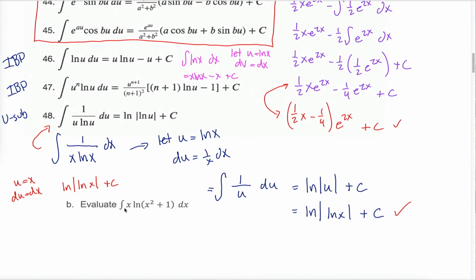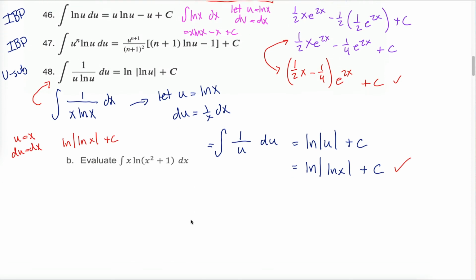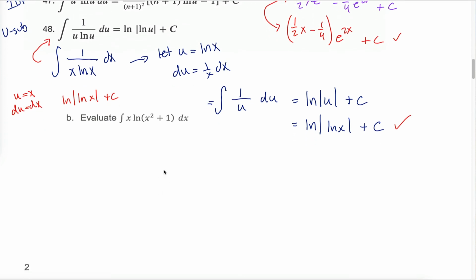Here's a problem. We're evaluating the integral of x times the natural log of x squared plus 1 dx. It's not obvious at all, but if we do a substitution where we let u be equal to x squared plus 1, then du would be equal to 2x dx, and therefore half of du would be equal to x dx. With this substitution, this integral becomes the integral of, instead of the natural log of x squared plus 1, I could write the natural log of u. And then instead of x dx, I could write 1/2 du.